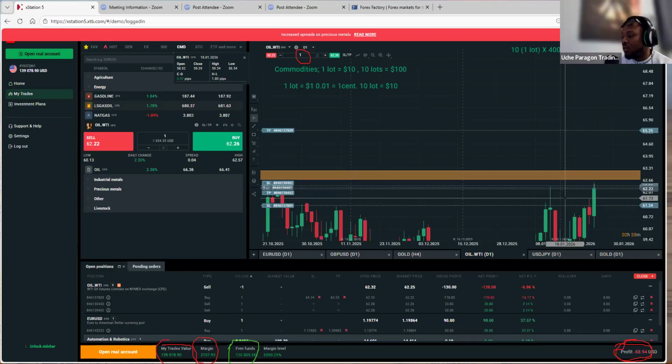Because of those things, I don't like to delay my entry because I'm setting a stop loss. No, no, no, no. I like to hit my entry first. Later I can adjust.